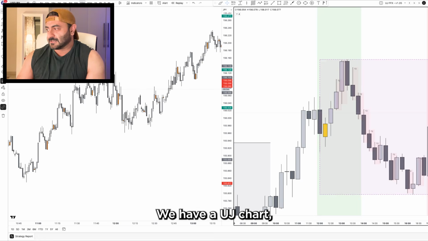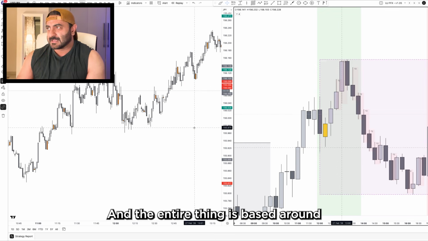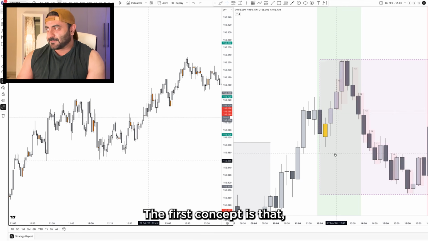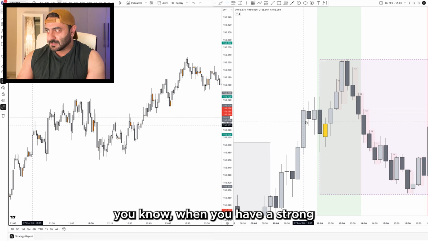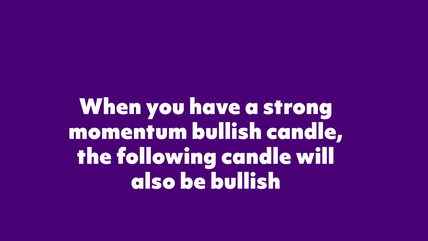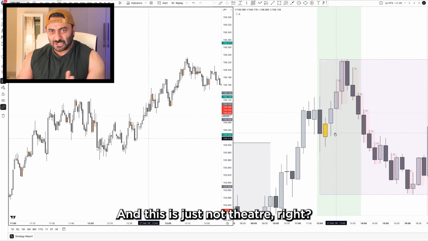We have a UJ chart for the 27th of February, and the entire thing is based around two concepts. The first concept is that when you have a strong momentum bullish candle, typically and probabilistically, the following candle will also be bullish. And this is just not theory, right?